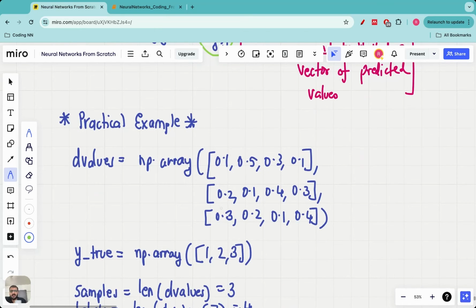Okay. So if these are the predicted values, you will see that there are three batches here.